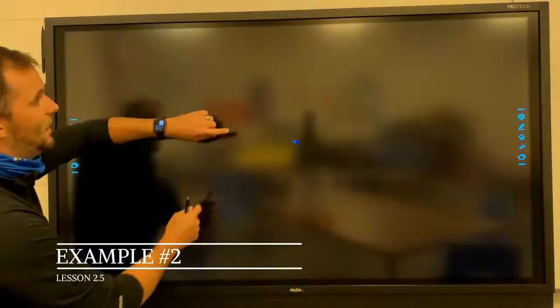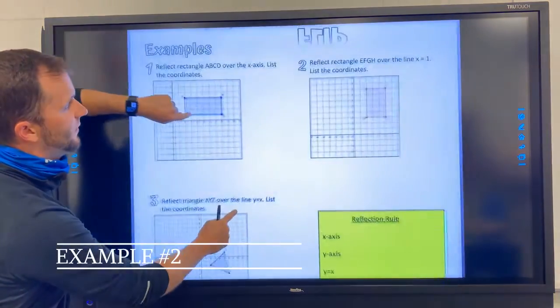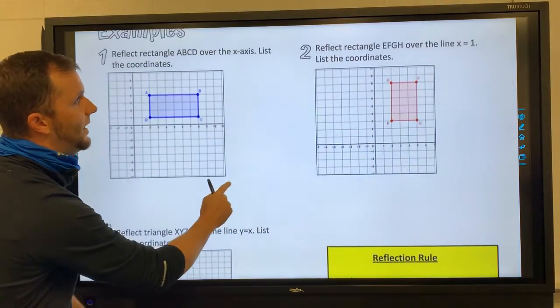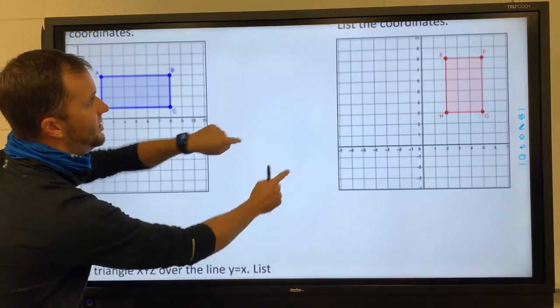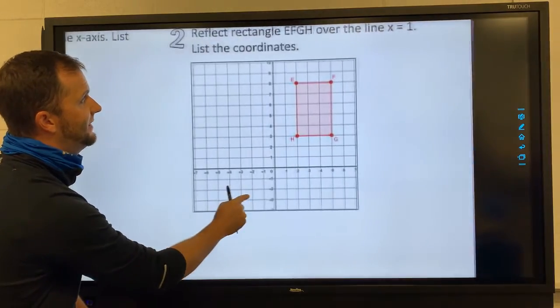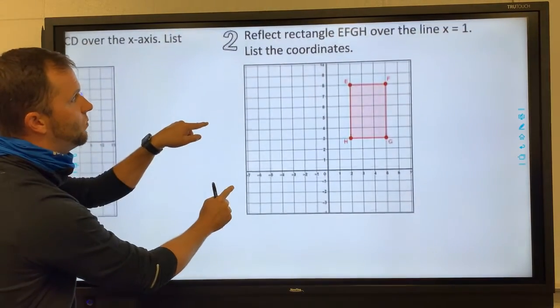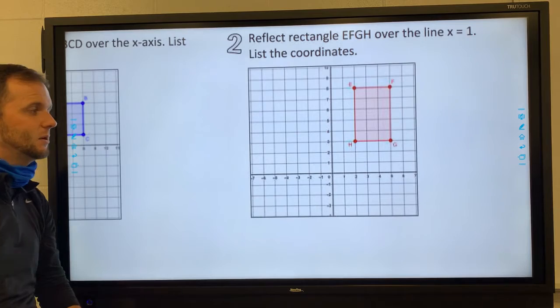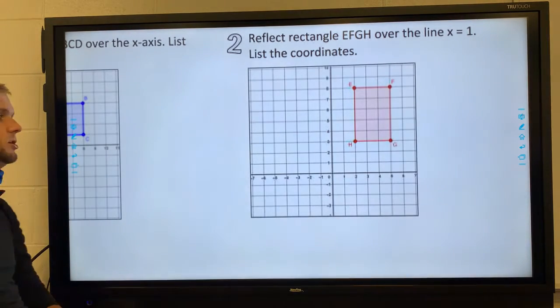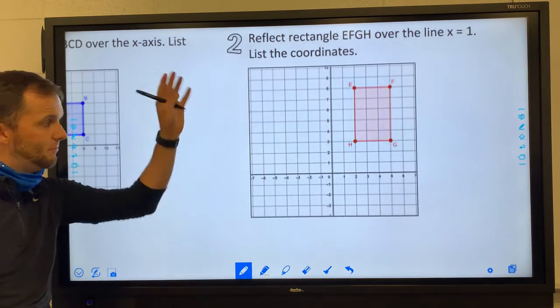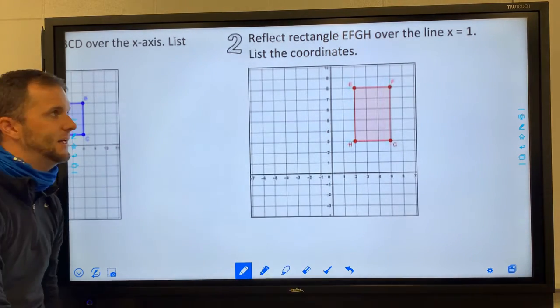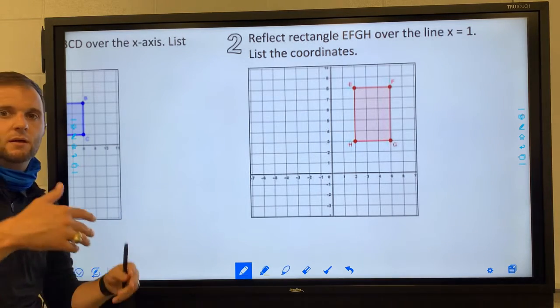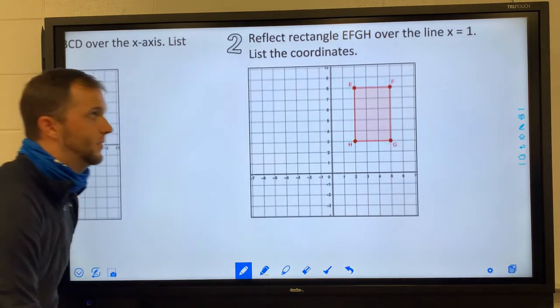Okay? So on example number 2, it says we're going to reflect this quadrilateral or this rectangle EFGH over the x equals 1 axis. So this one's a little bit more tricky. We can still do it graphically, or by moving it on the graph, but it's a little bit easier to do this one mathematically. So I'm going to show you both though, okay?